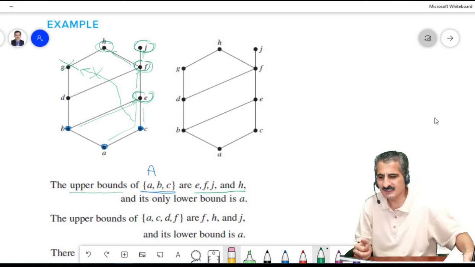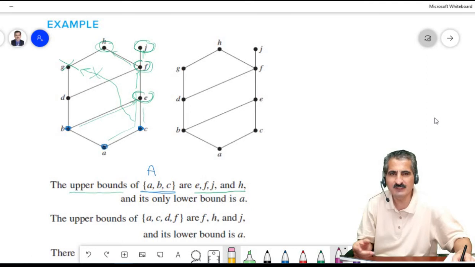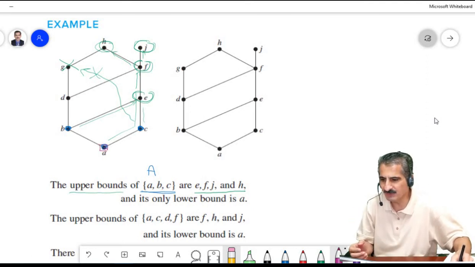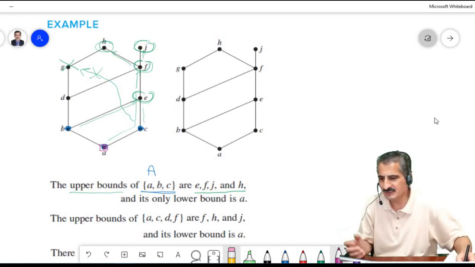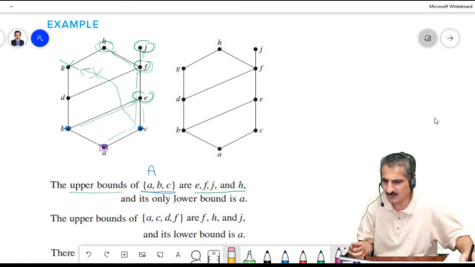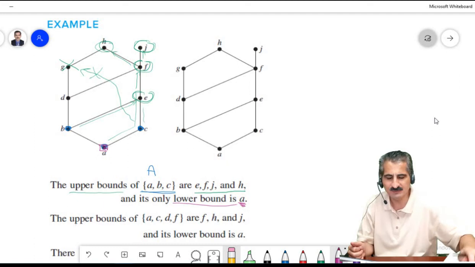What is the lower bound of this set A, B, and C? I want to take the element which is less than every other element in the set. So I will just go for A because it is less than B, it is less than C. But I will not choose B because it is not less than C, or C because it is not less than B. So the lower bound of this set is only A.